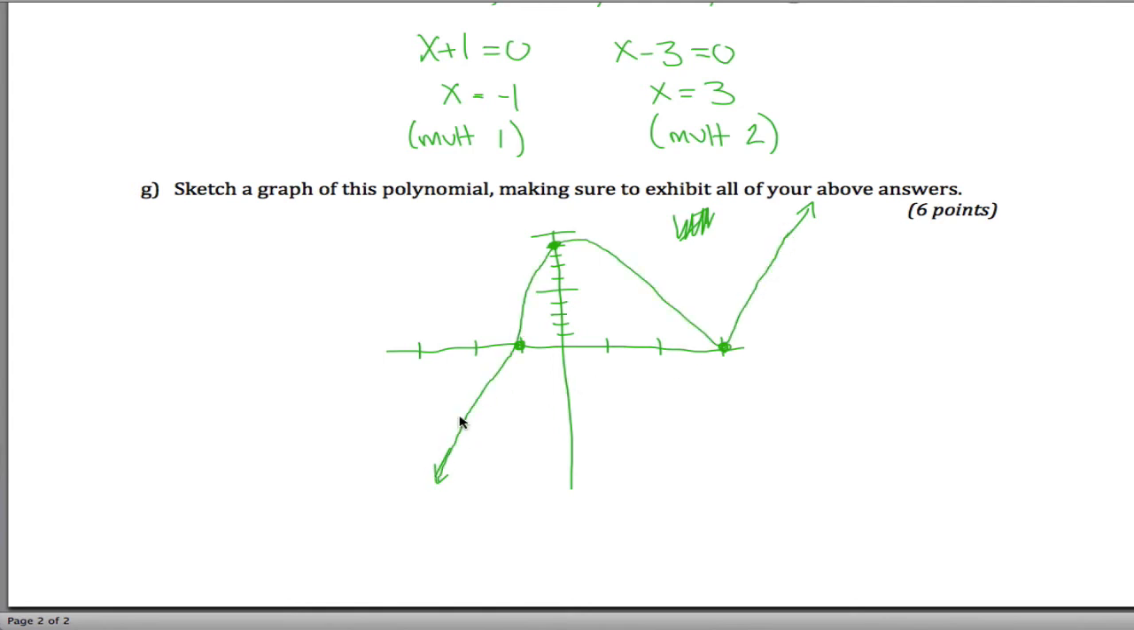A lot of things we don't know. We don't know how steep these lines are. We don't know how high up it goes over here, or if it turns around earlier. We do know it goes through these 3 points, and it passes through the x-axis at this point, whereas it bounces off it at this point. And that gives us the required end behavior. So there's an approximate graph of this polynomial. Call that good, and that's the end of the quiz.